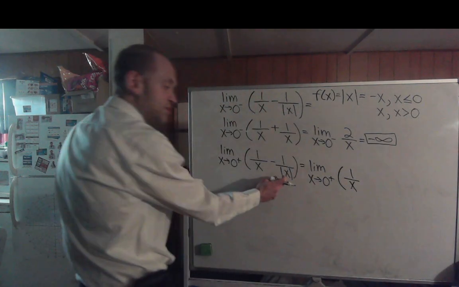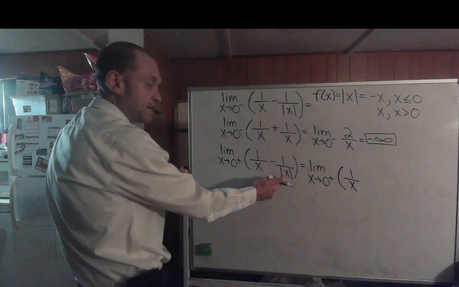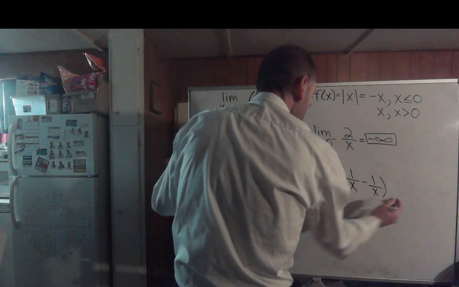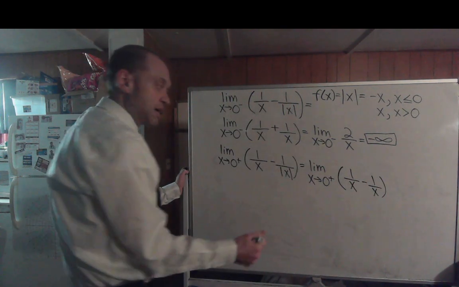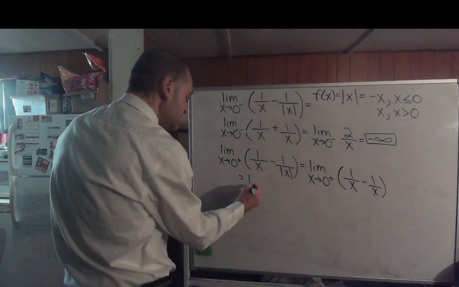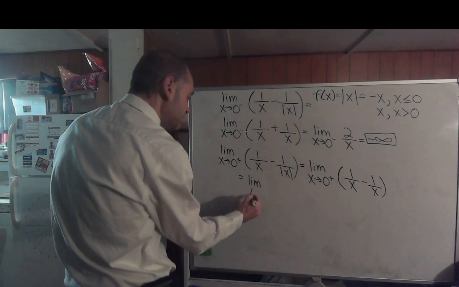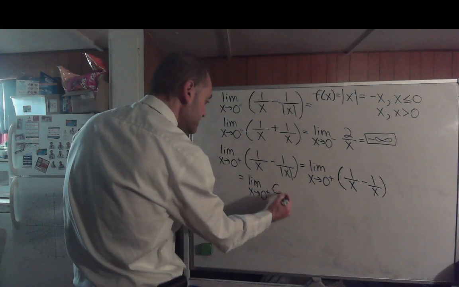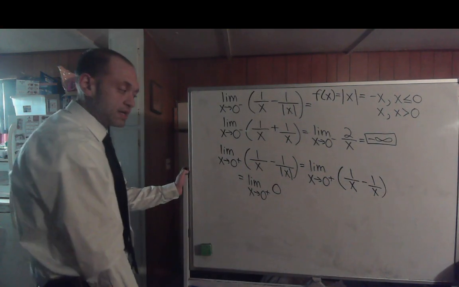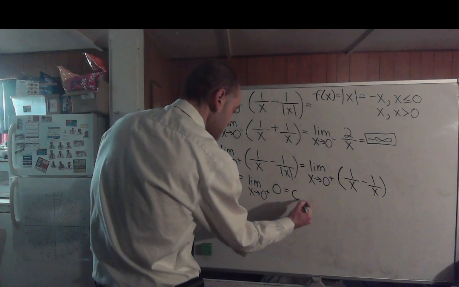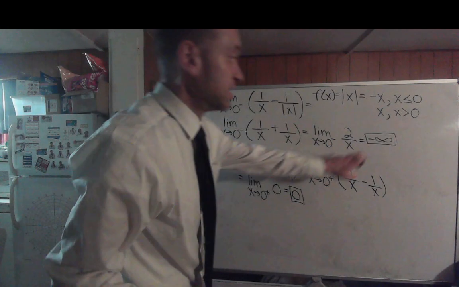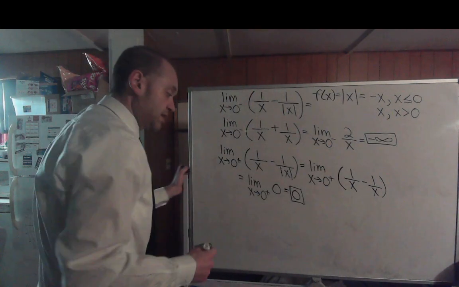And then if that absolute value of x behaves as regular x, this would be minus 1 over x. Well, notice we have 1 over x minus 1 over x. So this will behave as the limit as x approaches 0 from the right of 0. 0 being the constant, the limit's going to go to 0. So you end up with a right-handed limit of 0, a left-handed limit of negative infinity.